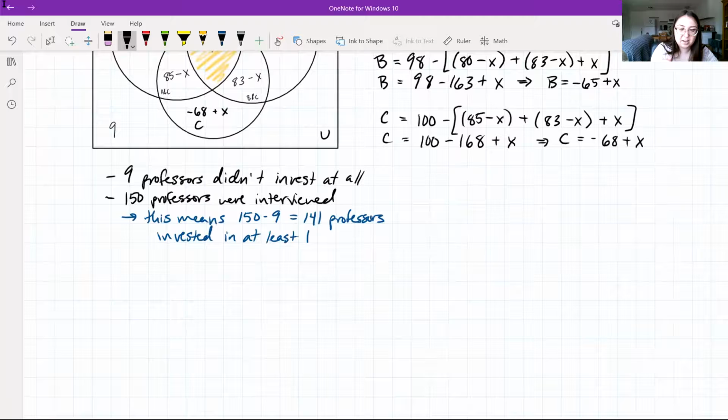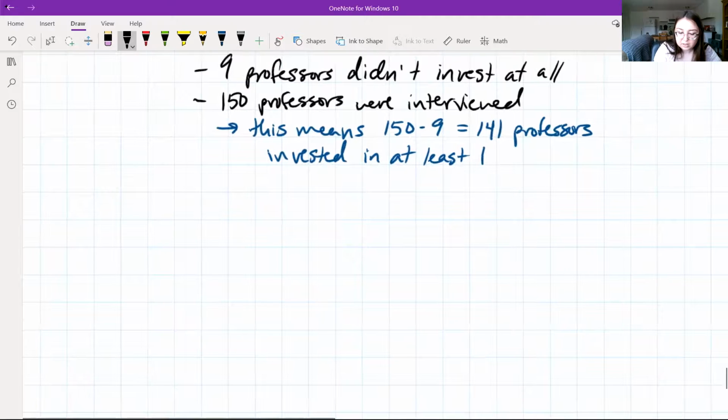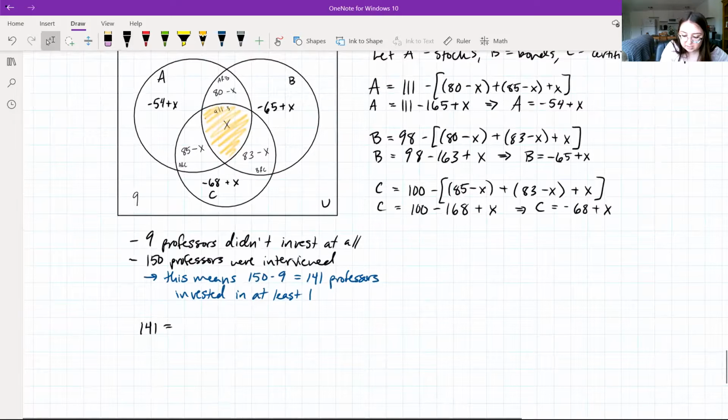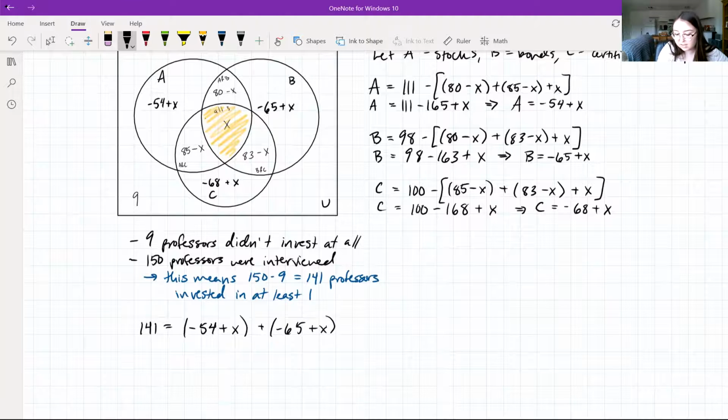So let's do that. So we can say 141 is equal to, A is -54 plus x, B is -65 plus x, C is -68 plus x.